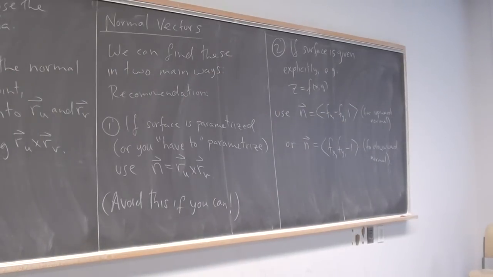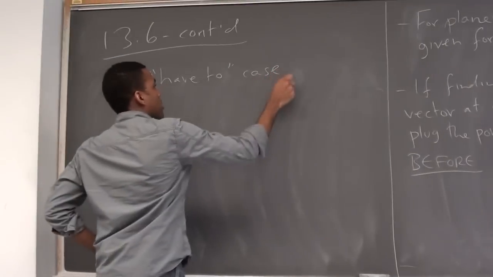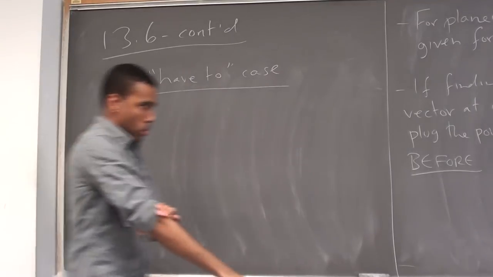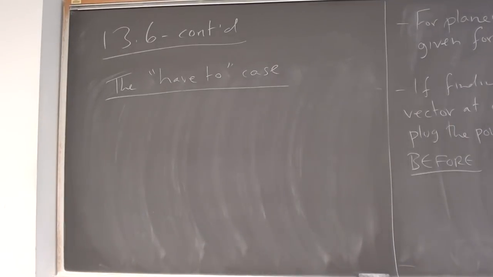Now let's talk about a have-to case, and it's pretty easy to recognize. What do you recognize about this explicit formula? You can find a normal if you want it pointing up or down. There are actually many cases where it's neither pointing up nor down, and that's a case where you have to go back to case 1.